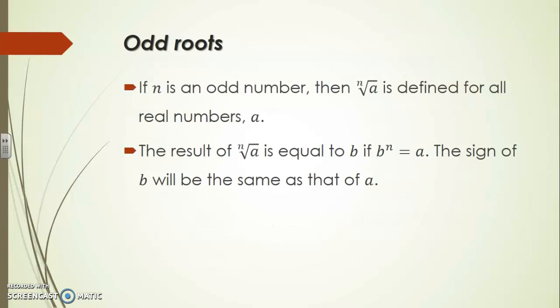First of all, let's talk about the simpler case, which are the odd roots. So if n is an odd number, then the nth root of a is defined for all real numbers a. In other words, you can do the nth root of any number, whether it's positive, negative, or 0, when n is odd. The result of the nth root of a is equal to b if b to the n is equal to a. The sign of b will have to be the same as that of a.